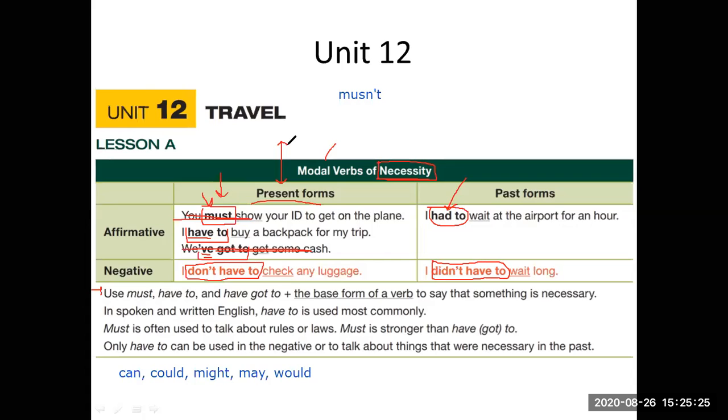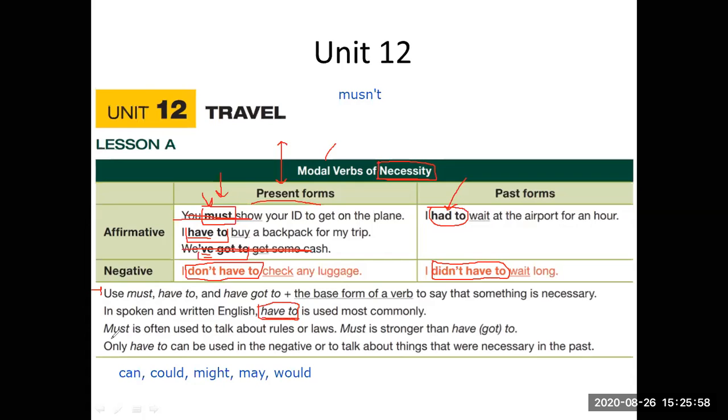That is a necessity. In spoken and written English, have to is used most commonly. So normally when we are speaking, we say, you have to go to the medic. You have to be on diet. She has to do a test. Okay. Normally we use have to, but you can say she must take a test. She must go to the medic, but more common is have to.